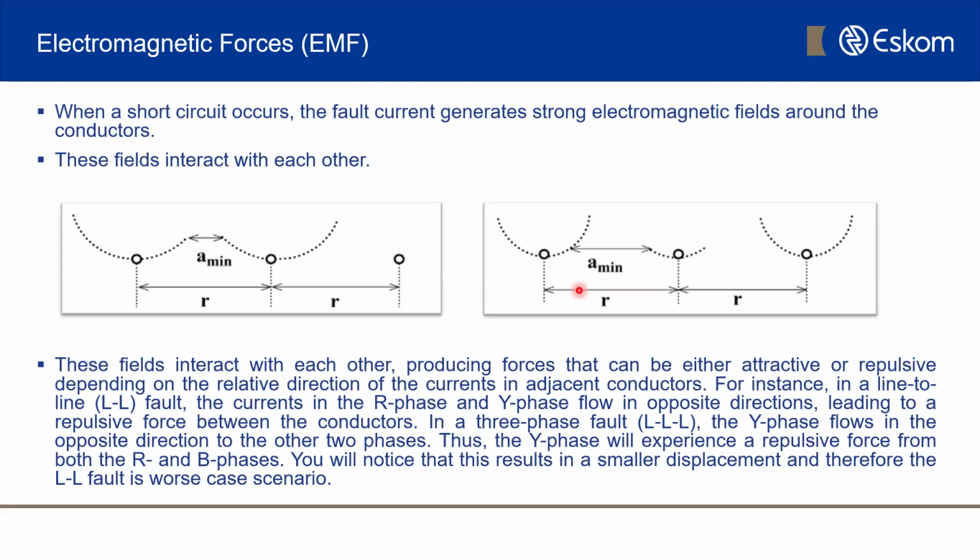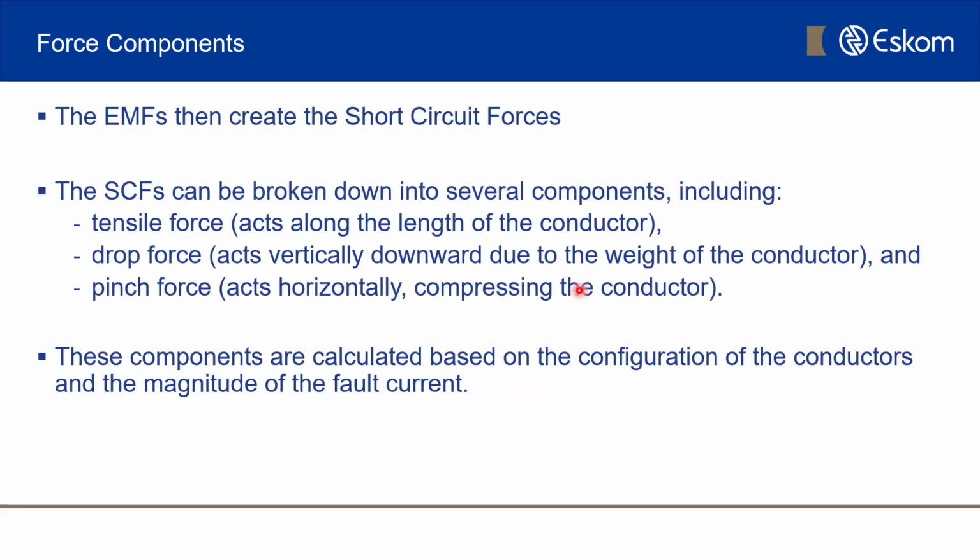But this brings me to the end of my presentation as we go on to the last slide, which is the force components created due to this electromagnetic field. So now you know that the conductors either attract each other or repel away from each other. And these create effects or forces on the gantry through the conductor. And we call these forces short circuit forces. And these short circuit forces can be broken into various components.